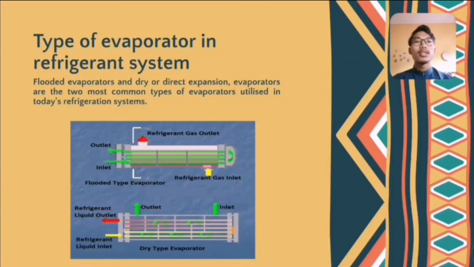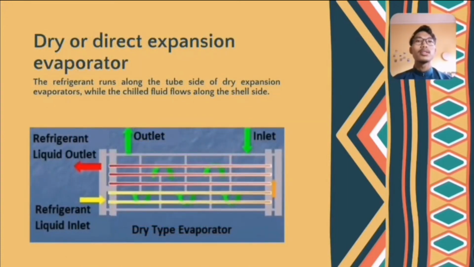Okay, next is the types of evaporator in a refrigerant system. Flooded evaporators and dry or direct expansion evaporators are the two most common types of evaporator utilized in today's refrigerant system. First type is the dry or direct expansion evaporator. The refrigerant runs along the tube side of a dry expansion evaporator, while chilled fluid flows along the shell side. The diagram shown below is the system of the dry type evaporator.